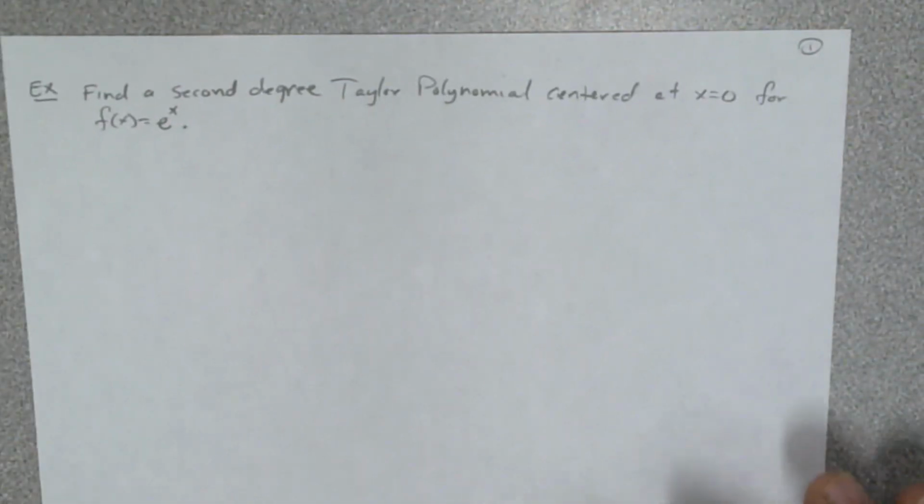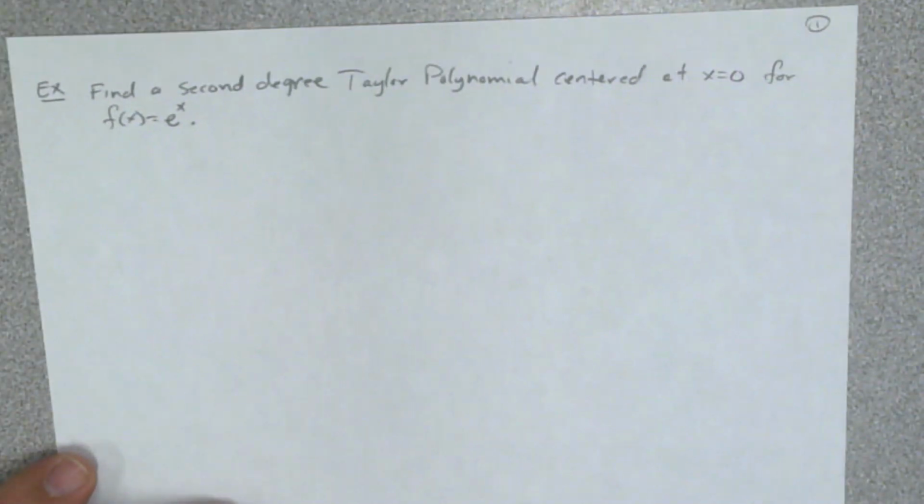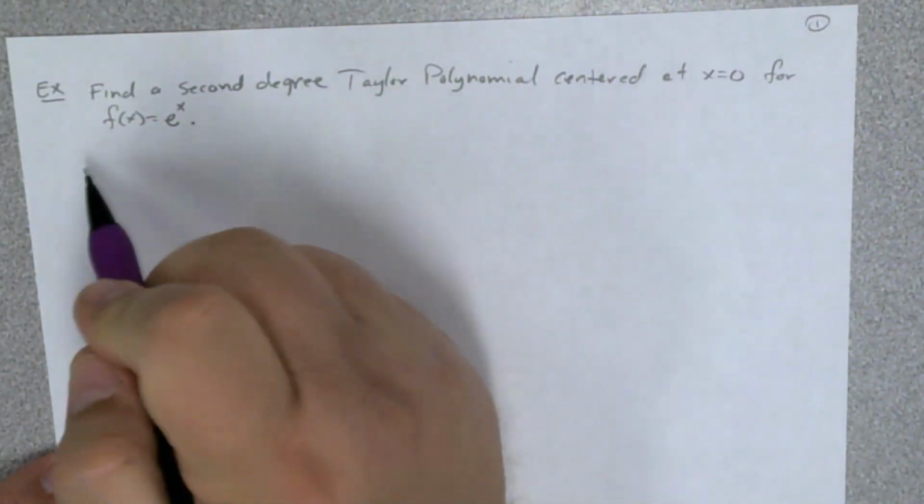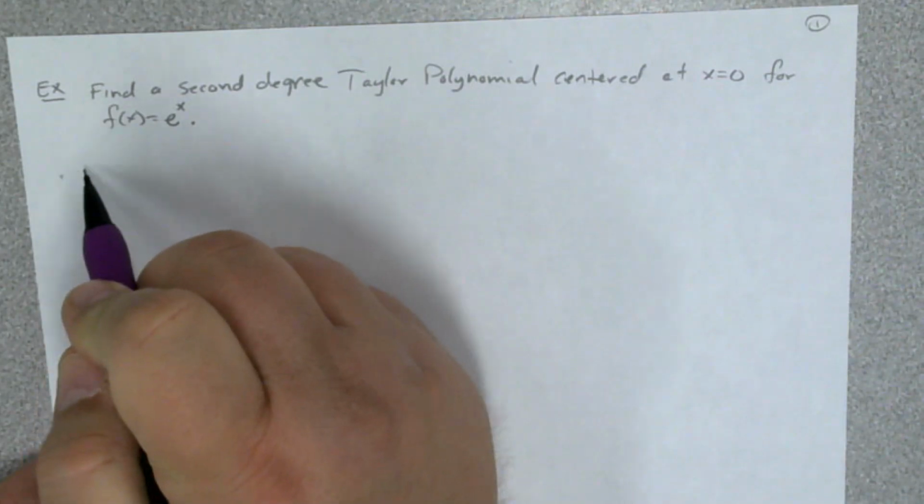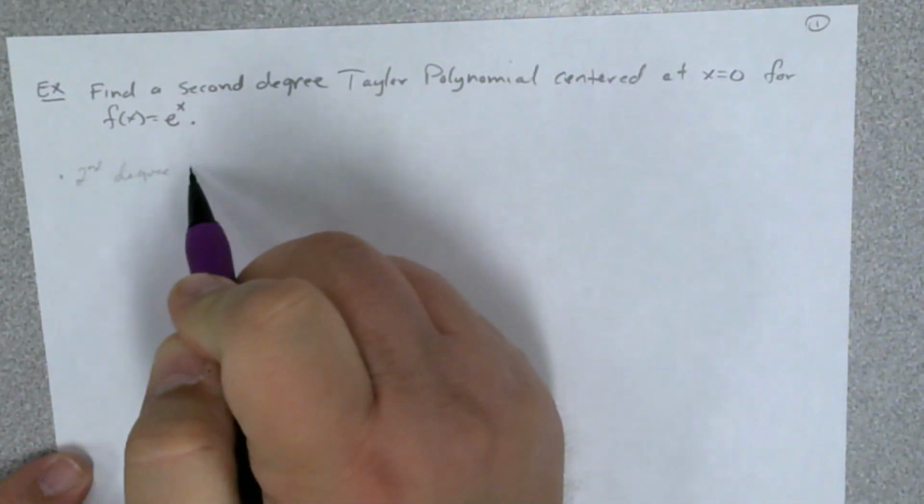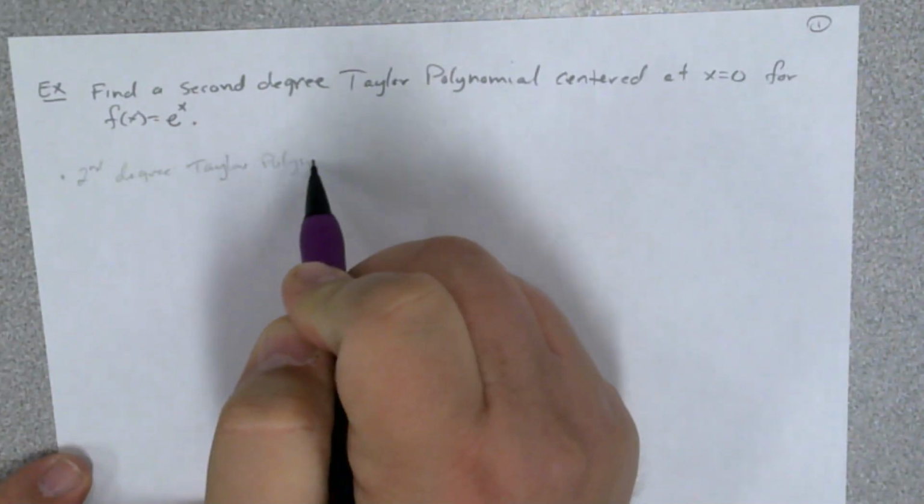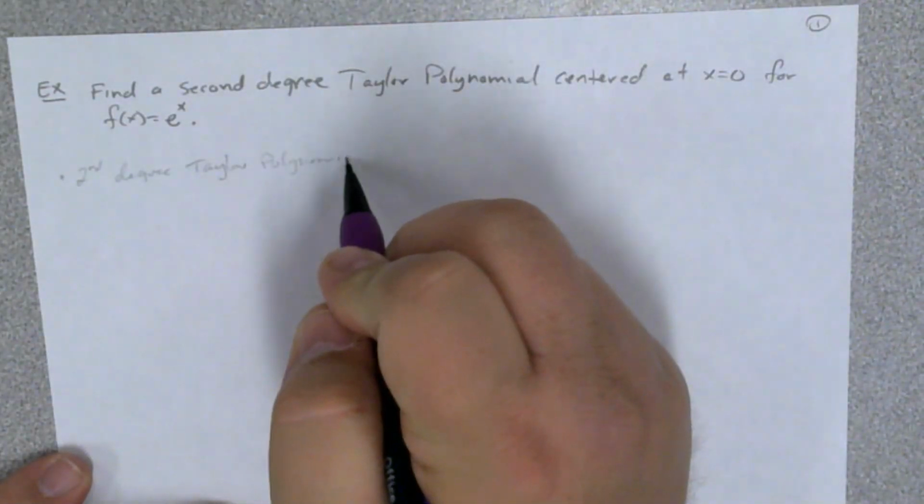We want to find a second degree Taylor polynomial centered at 0 for e to the x. Okay, so let's take a look at this and walk through this process. The first thing we want to do is find what a second degree Taylor polynomial looks like. Okay, what does it look like?